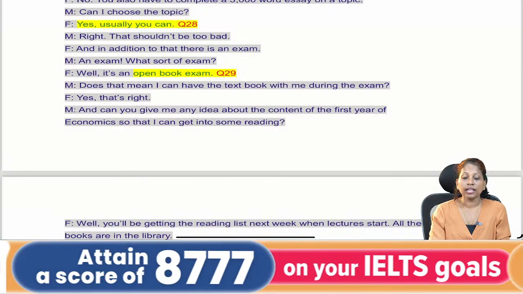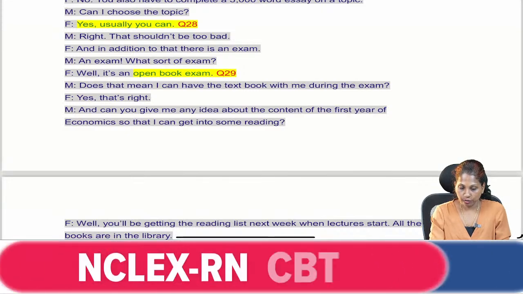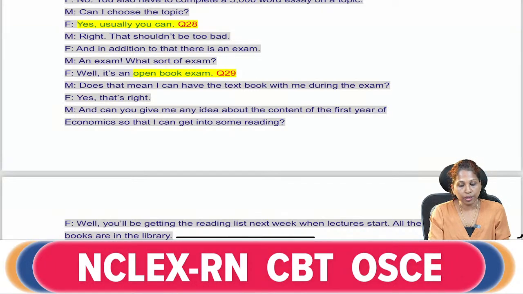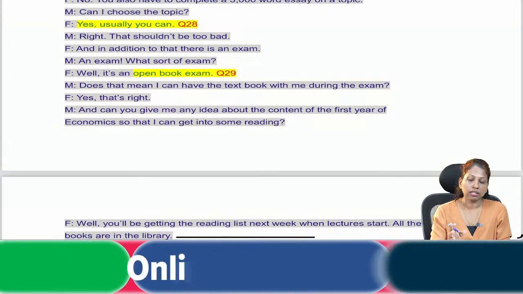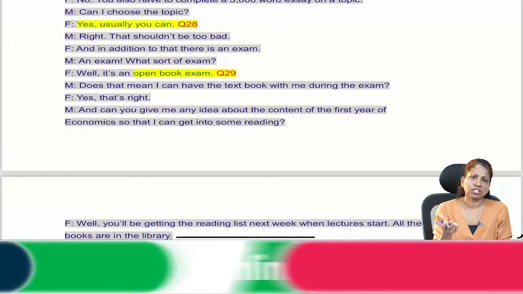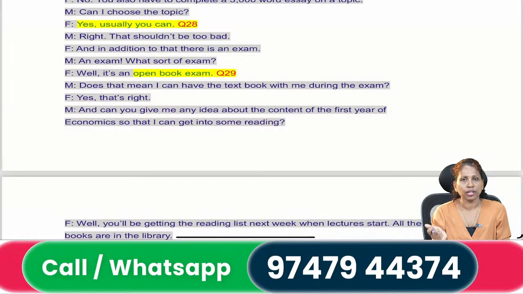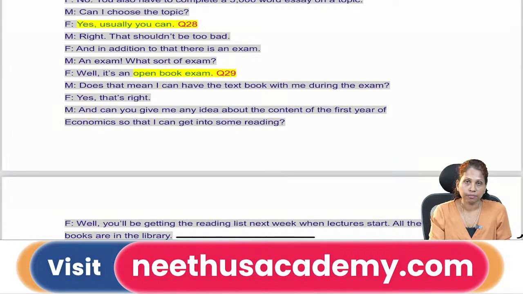And then she says, well, it's an open book exam. Okay. So what kind of exam is that? It's an open book exam. So you can write either open type of exam, and since the heading is already there, you can just write open book, or you can write open book exam, because we already have a choice of writing 3 words. Type of exam is what? It's an open book exam.